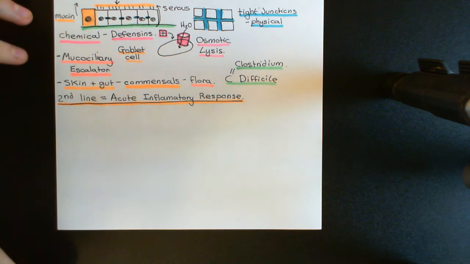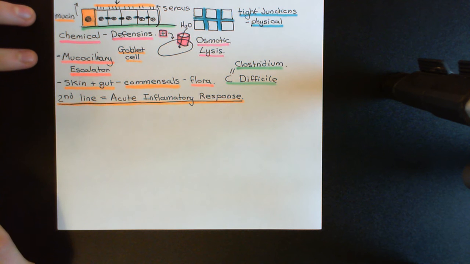Welcome to part 2 of this video on the immune system. Okay, so far what we have discussed is the first line of defense, which is part of the innate immune system, and this consists of physical and chemical barriers to try and prevent pathogens from actually being able to get inside our bodies.